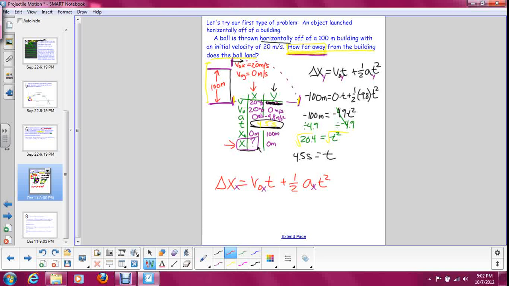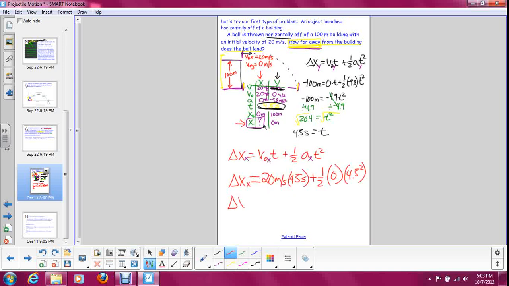Now we can go ahead and start plugging numbers in. We do not know the change in position. That's what we're trying to look for. We do know the initial velocity, 20 meters per second, and we do know the time it takes. We just solved for that, 4.5 seconds. Plus 1/2 times 0 times 4.5 squared. So we can simplify this to the change in position in the x is equal to 20 times 4.5, 90 meters. And because we said the initial position in the x is 0, that means the final position in the x, or just x, is going to be 90 meters away from that, or 90. So this is your answer.